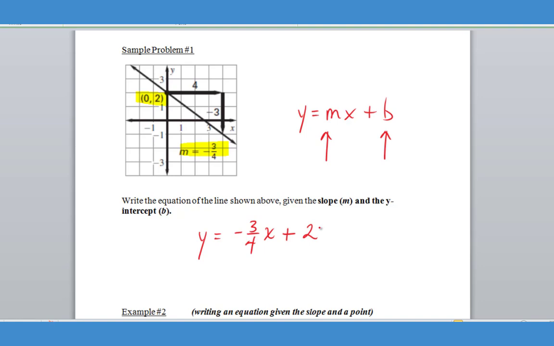So that is our first example of writing the equation of a line. Again, if you ever have any questions, be sure to jot them down and then ask your teacher in class the next opportunity.